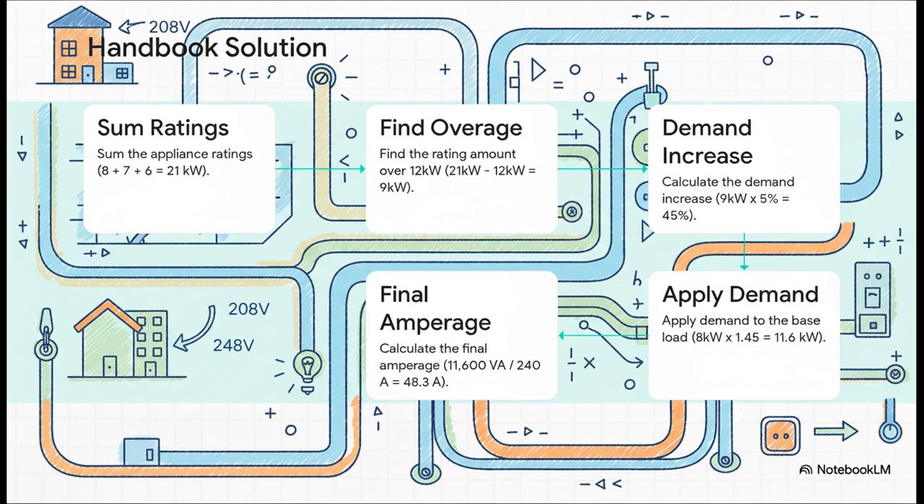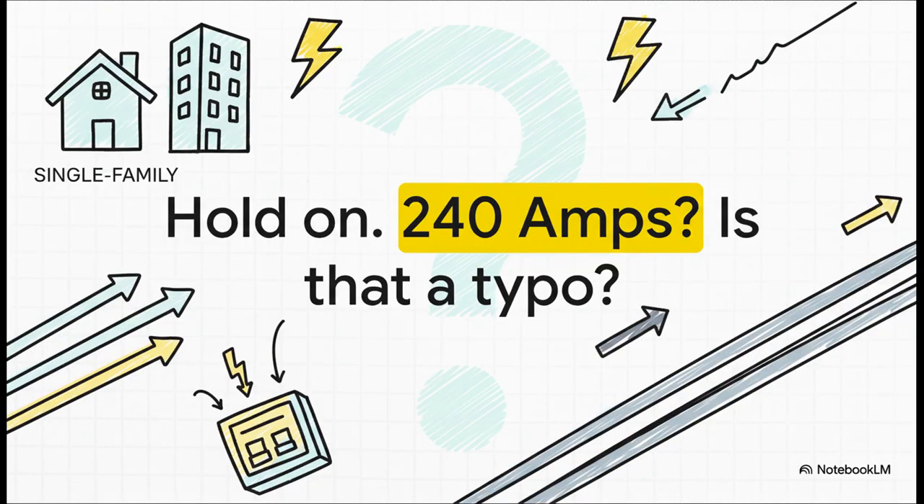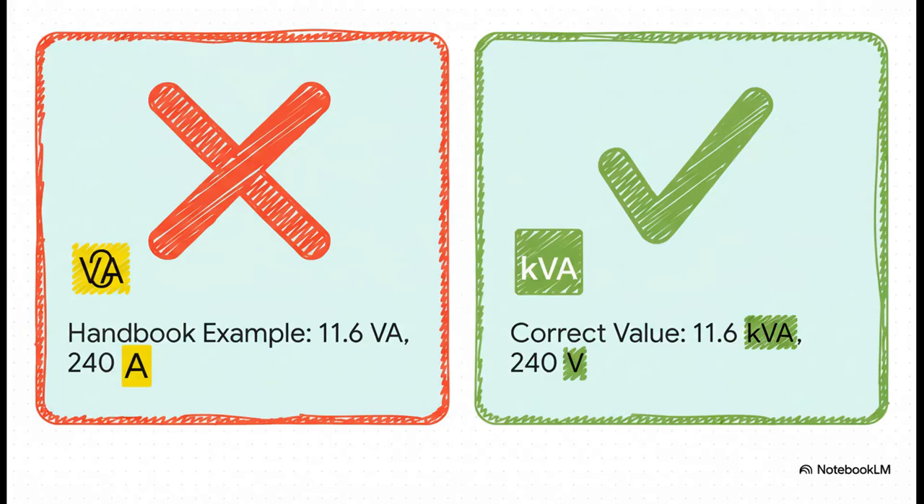But then, you've got to look really close at that final step in the handbook's example. Whoa, hold on. We're dividing by 240 amperes? That makes no sense. The units don't even work. This is that moment where Abraham, our student, correctly thought, something is definitely off here. It looks like a typo, for sure, but it leads us right back to our main topic, unstated assumptions. And yep, he was totally right.